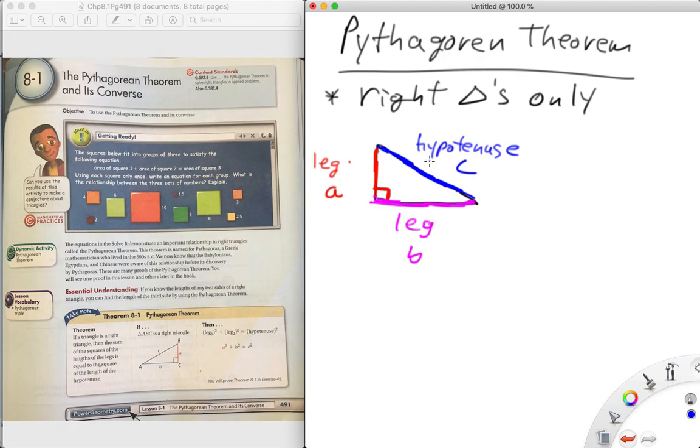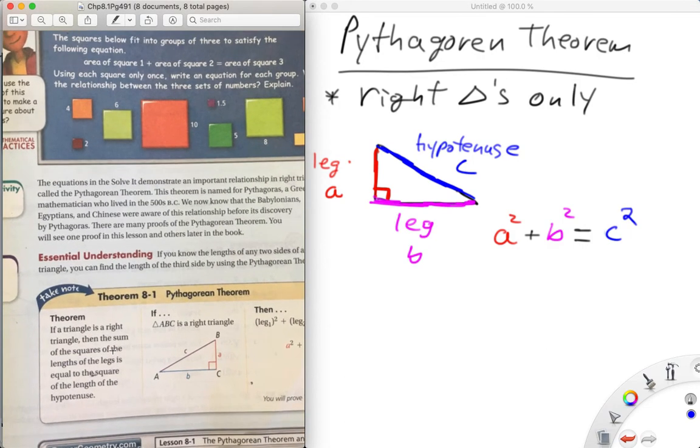And what the Pythagorean theorem says is that the sum of the squares of the legs is equal to the square of the hypotenuse, meaning a squared plus b squared equals c squared. A squared plus b squared equals c squared. Okay. The Pythagorean theorem.